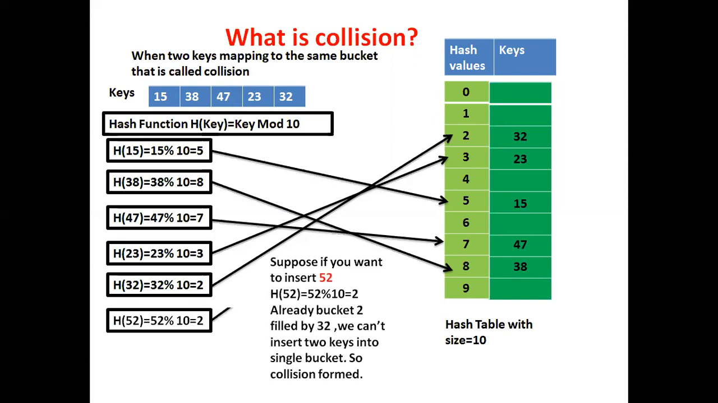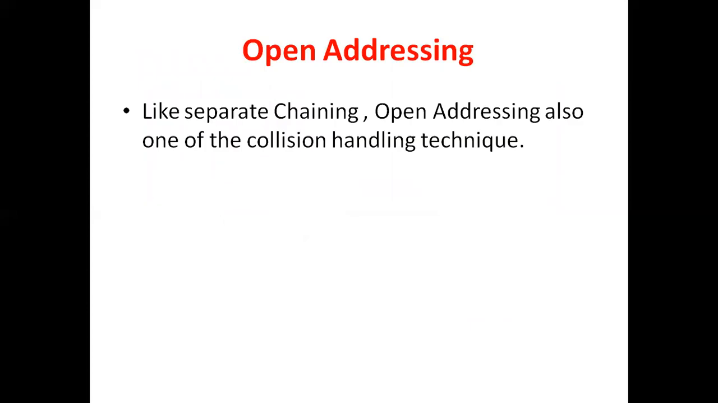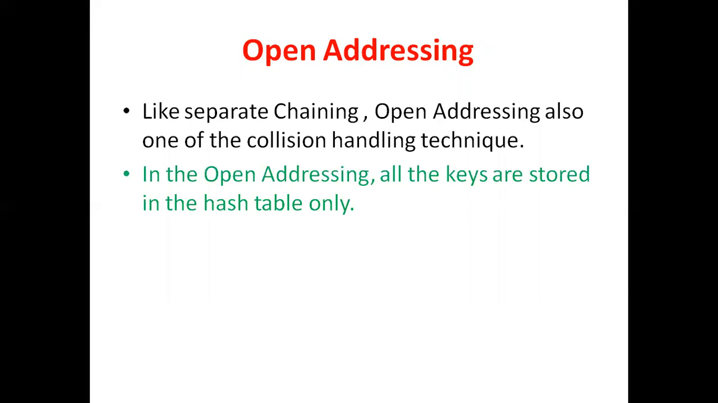So how to overcome this collision? The first one is separate chaining. The second one is open addressing. Now how to solve this problem by using open addressing methods. Like separate chaining, open addressing is also one of the collision handling techniques. In open addressing, all keys are stored in the hash table only.